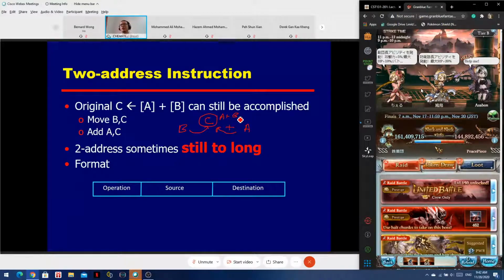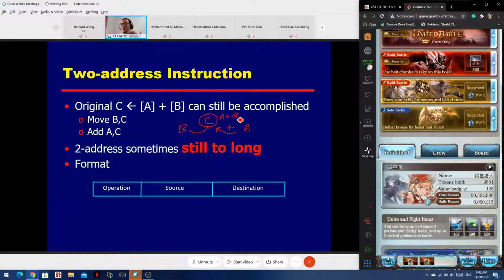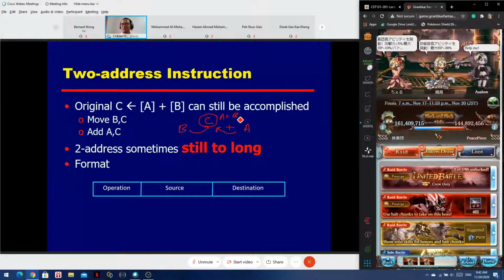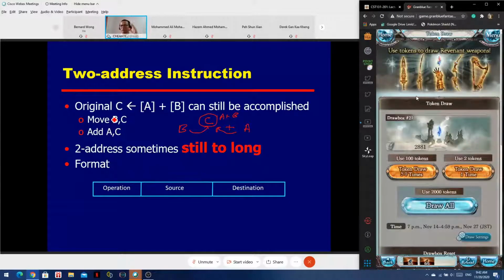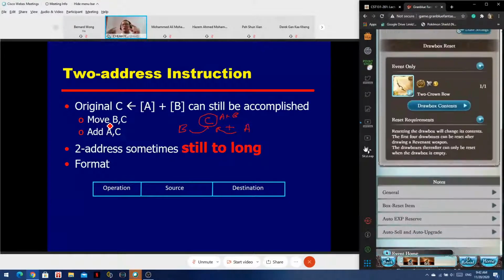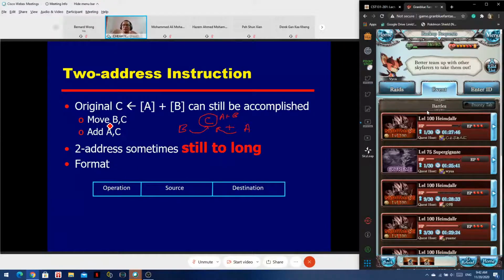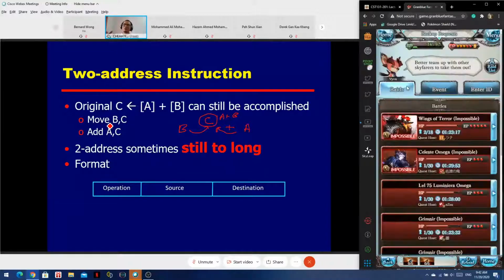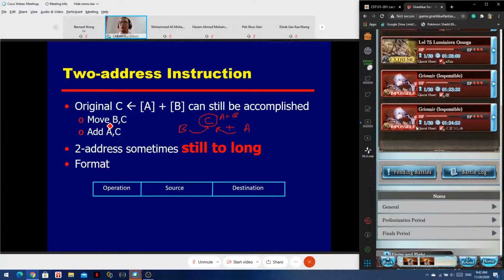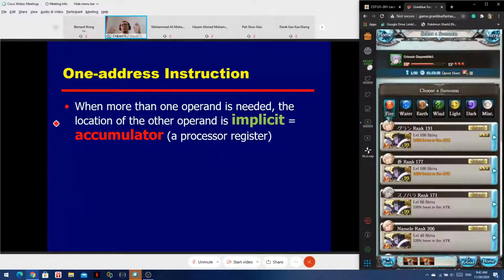Now this one, if you really want to have another variable C, but if you look at the instructions, each instruction has 2 addresses. That's what I'm trying to say. You can implement the same thing using 2 instructions, but it will look longer. You need 2 instructions now. Right, 1 address instruction.